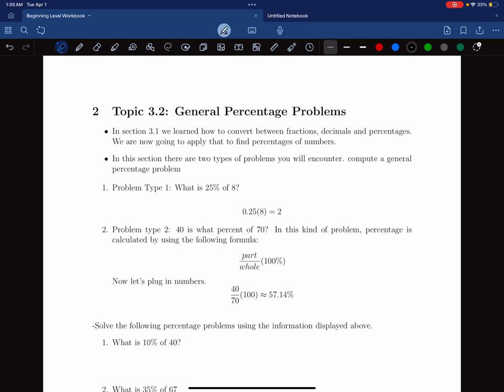Welcome to topic 3.2. In this video, we are going to be learning how to do general percentage problems. In section 3.1, we learned how to convert between different forms. Now we're going to apply that and find actual percentages of numbers. In this section, we will see two types of problems to compute general percentages.